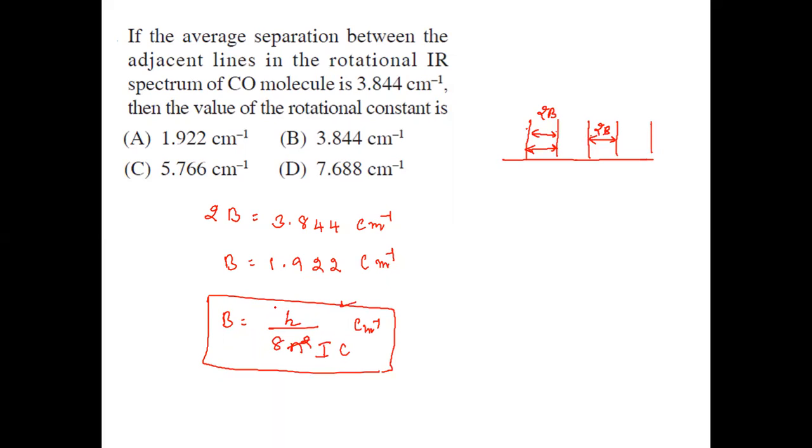If the value of B is not given with respect to the CO molecule, we need to calculate the I value, the moment of inertia, which is mu r square, where mu is the reduced mass.